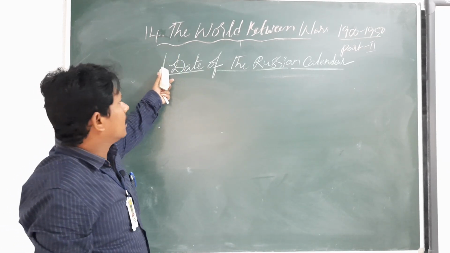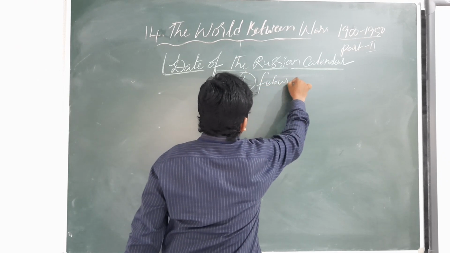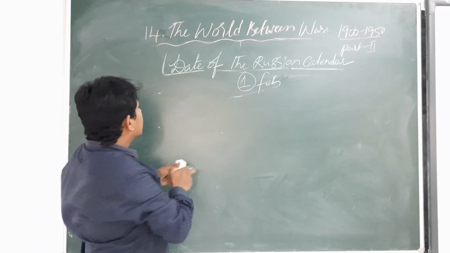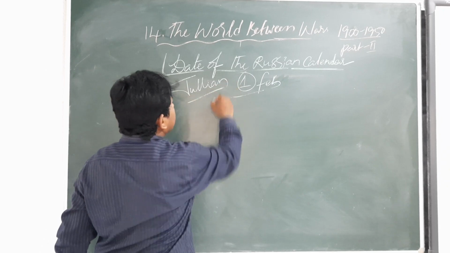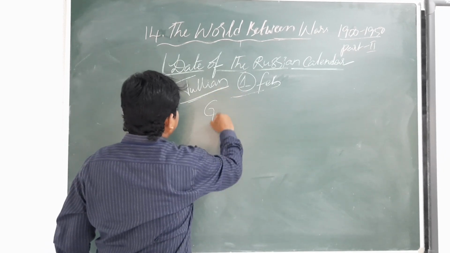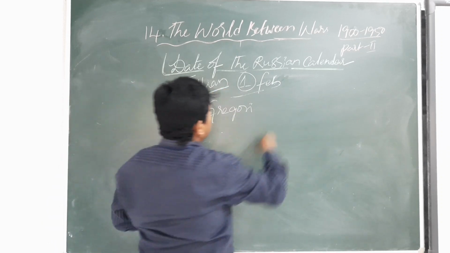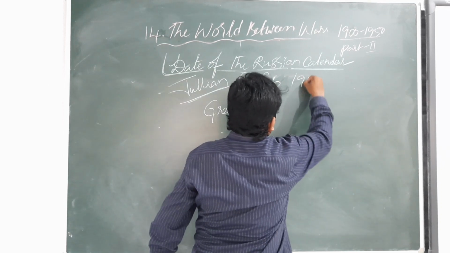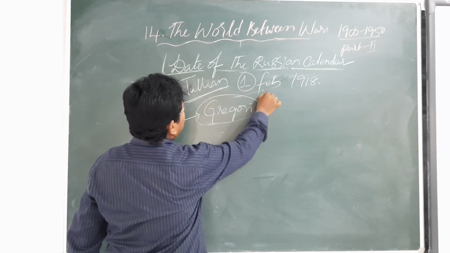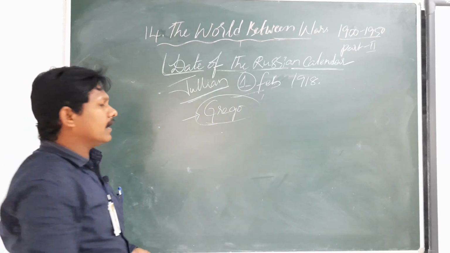Russia followed the Julian calendar until 1st February 1918. The country then changed to the Gregorian calendar, which is followed by every nation in the world today. And the difference between the Gregorian and Julian calendars is 13 days.